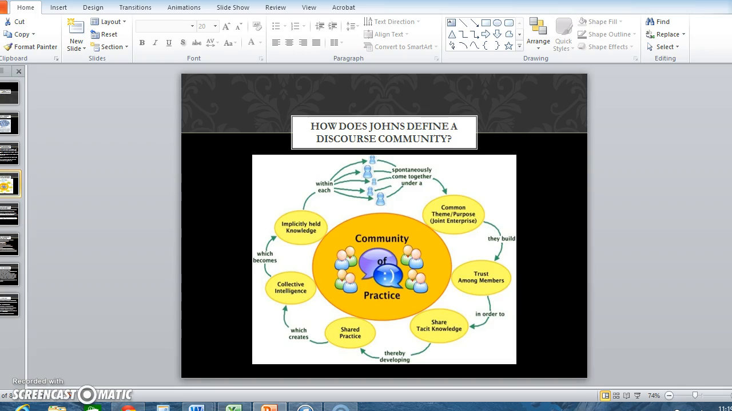And tacit knowledge means knowledge that is something that is understood by all. So, for instance, if you're in the discourse community, again, of the medical field, being able to know medical terminologies and the different types of procedures, those are something that everybody should be aware of and everybody should be able to understand and use.